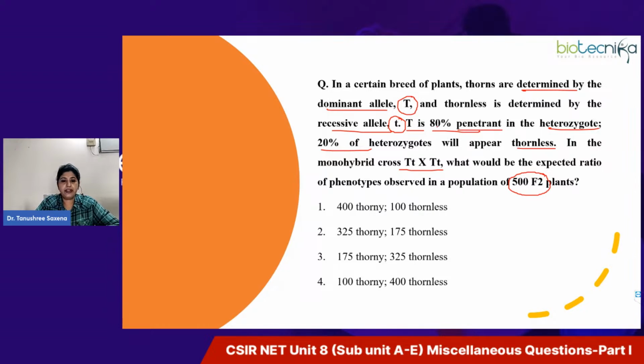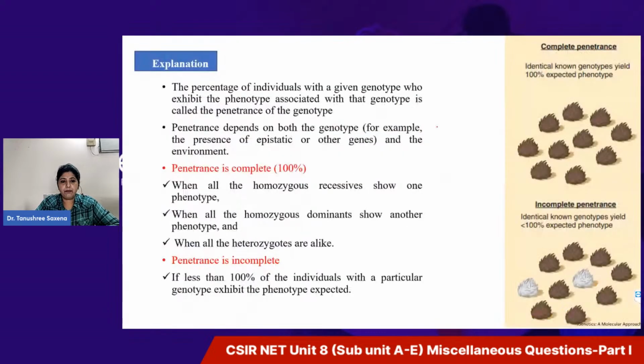So what is penetrance basically? Let me first tell you what penetrance is. Meanwhile, those who are still solving can write the answers in the chat. Okay. So penetrance is actually measured in percentage. It is the percentage of individuals with a given genotype who exhibit the phenotype associated with that genotype. That means it's the percentage of individuals that show a phenotype which they are capable of showing.